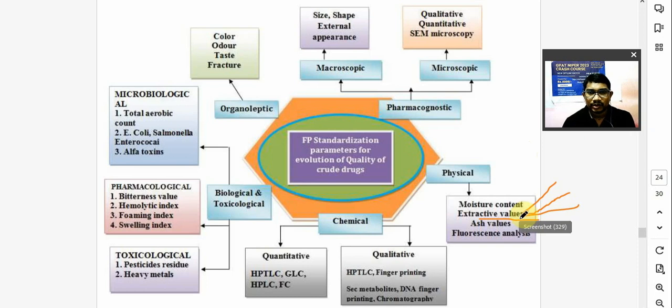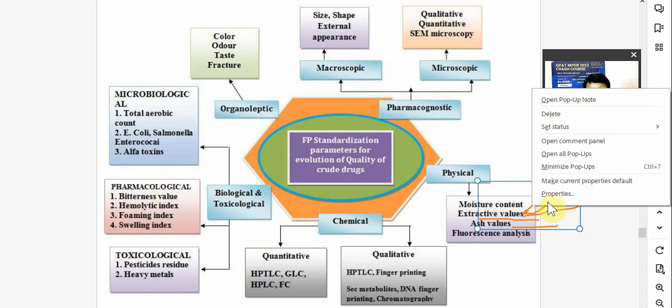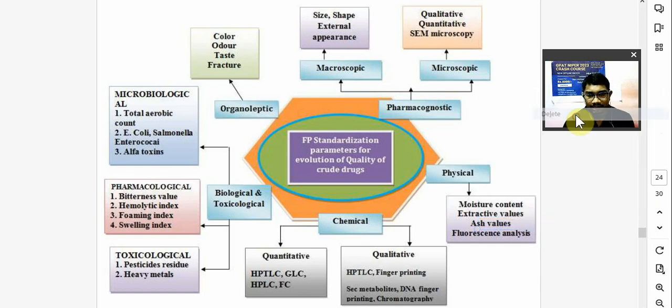So there are different types of ash value. इसमें भी बहुत सारा type होता है: water soluble ash value, water insoluble ash value, acid soluble ash value, acid insoluble ash value, alkali soluble ash value. इसके ऊपर भी एक बार क्वेश्चन आता है. So for example, acid insoluble ash: what is the significance of acid insoluble ash?